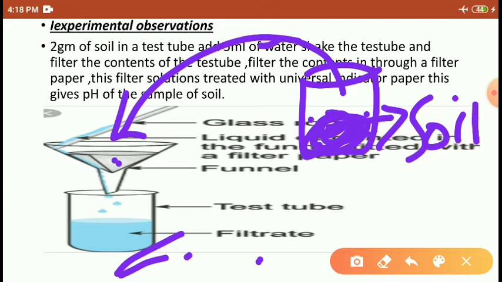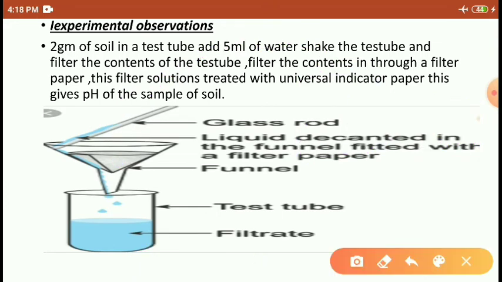Then what we have to do next, students, after filtering this solution, is add the universal indicator. Then if the pH changes to bright red, it means it is acidic, or dark red, it is strongly acidic, right students? Such acidic pH is neutralized by adding calcium hydroxide, calcium carbonate and calcium oxide, right students? So this is the experimental observation.